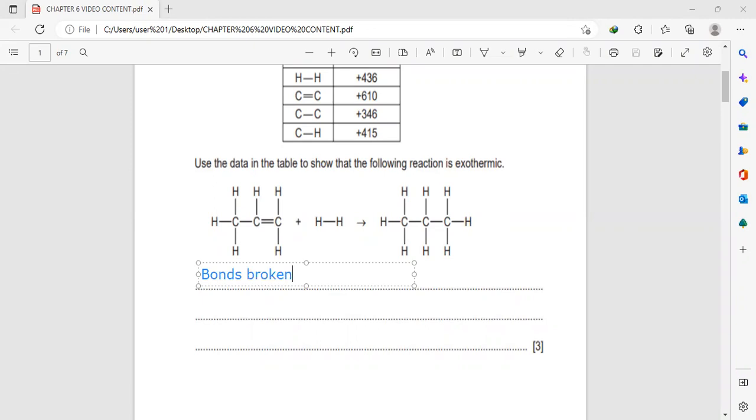Look at the reactant side. How many C-H bonds are there? 1, 2, 3, 4, 5, 6. 6 C-H bonds, plus how many C-C bonds? 1 C-C bond, plus 1 C=C double bond, plus 1 H-H bond.